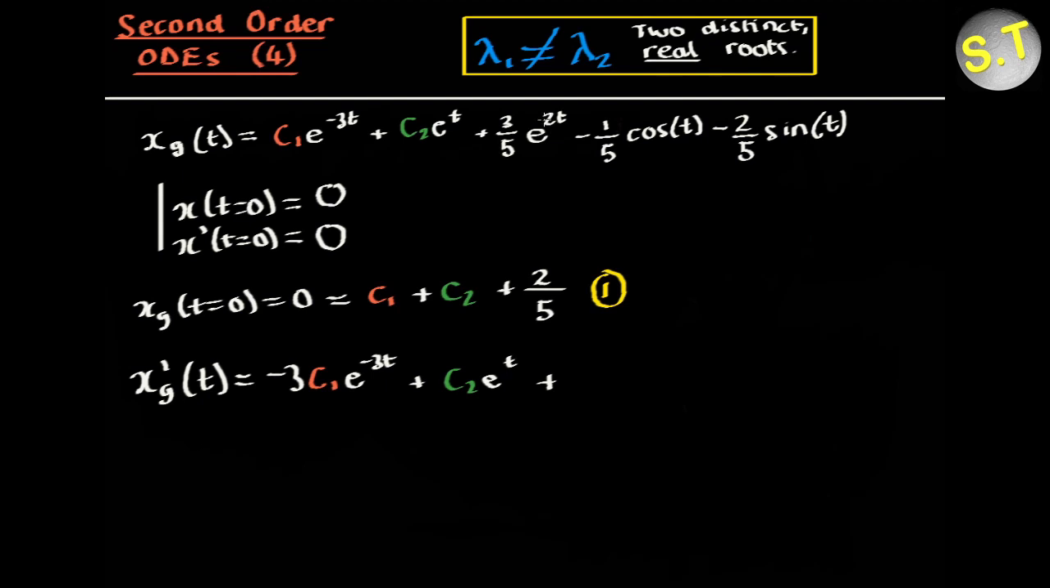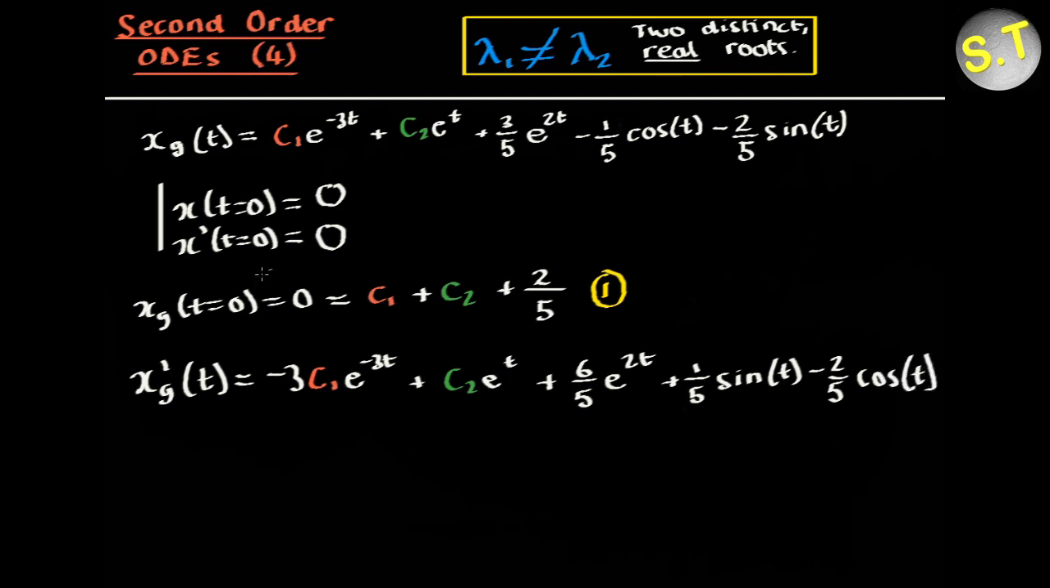plus, this would be 6/5 times e to the 2t, and we know that cosine differentiates to minus sine, so this would flip this sign here, so we'd have plus 1/5 times the sine of t, and sine differentiates to cosine, so this sign here would stay the same, so we'd have minus 2/5 times the cosine of t.